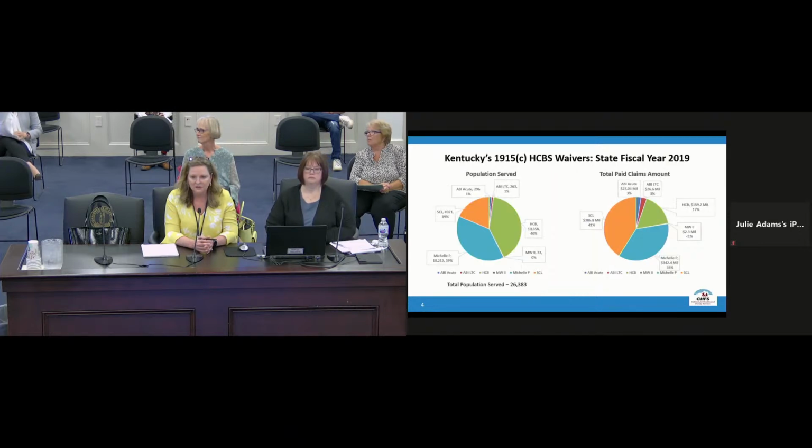For state fiscal year 2019, here are just a few little pie charts that show you the population served and the total amounts paid for the populations for each waiver. So, for example, you can see on the left side our Michelle P., which is the blue waiver. We served 10,212 individuals. That accounted for 39% of the waiver population. The cost for the Michelle P. waiver was $342.2 million, or 36% of the cost spent in the waiver program. And in essence of time, and I know we have several presentations after us, but basically total population served is 26,383 in all of our waiver programs.